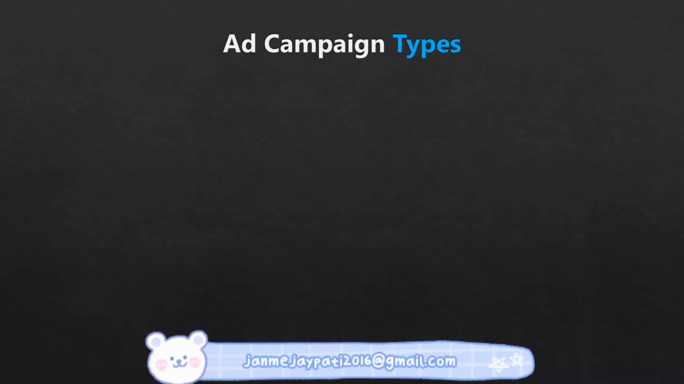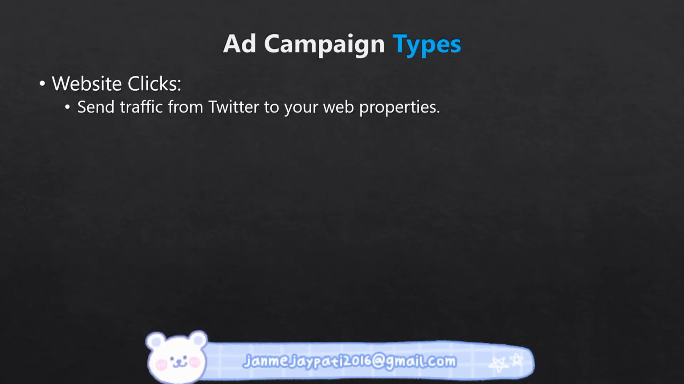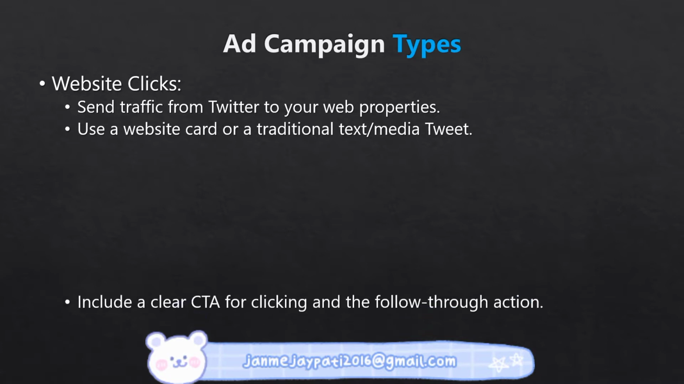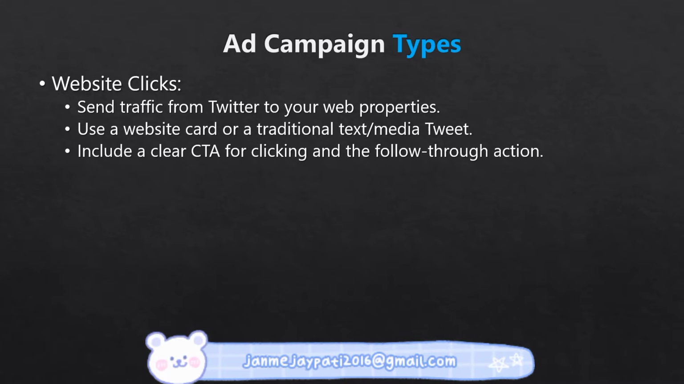First, one of the most common Twitter ad types is website clicks or website traffic. This is more or less exactly what it sounds like. Use this ad type to send traffic from Twitter to your website, a squeeze page, sales page, e-commerce store, or a piece of content like a blog post or article. For your ad creative, you can use either a website card or other media, or even just a textual tweet. Ideally, you'll want to include a very clear call to action in your ad to encourage people to not only click, but also to follow through with certain actions on your website or page.